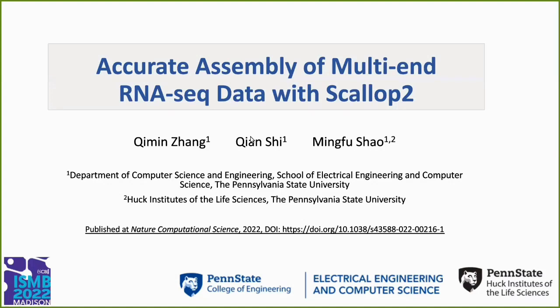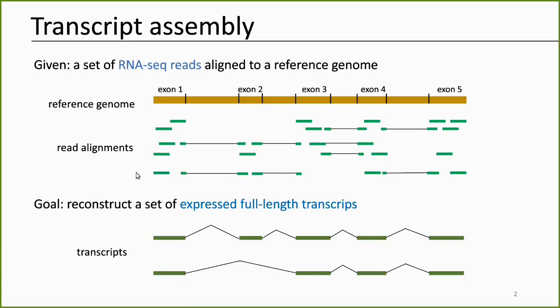Hi everyone, it's my great pleasure to introduce our work Scallop2, an assembler that enables accurate assembling of multi-end RNA-seq data. This work has been recently published at Nature Computational Science. So first, briefly, what is transcript assembly? The input of transcript assembly is a set of read alignments, and the goal of this task is to reconstruct a set of expressed full-length transcripts from the sequenced reads.